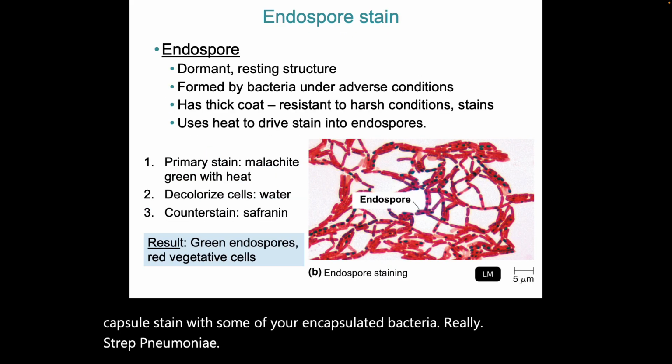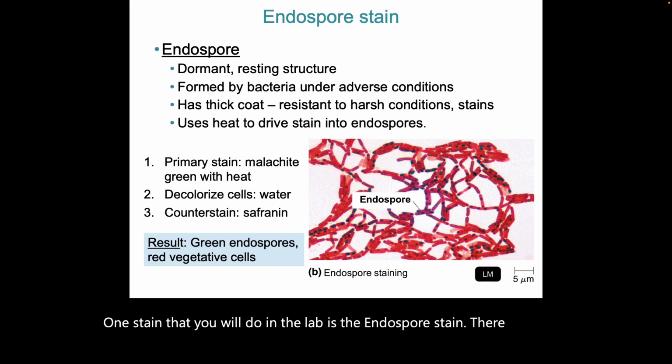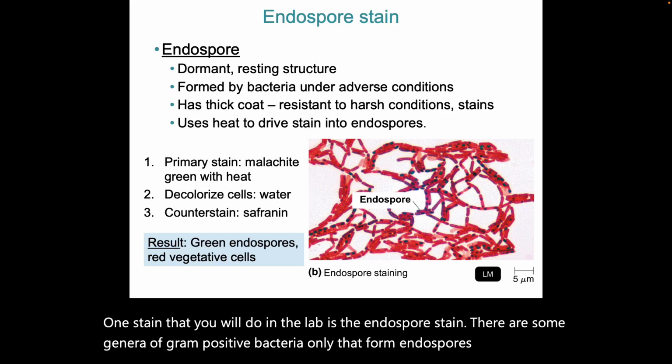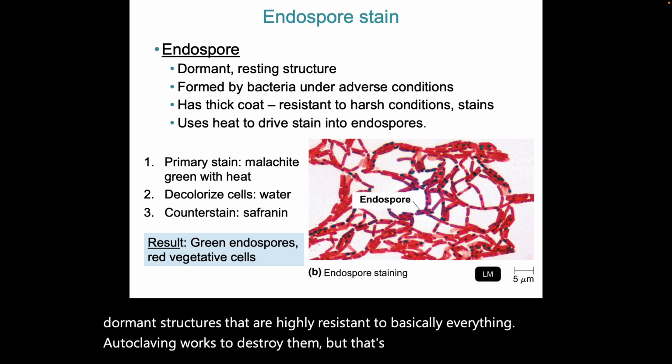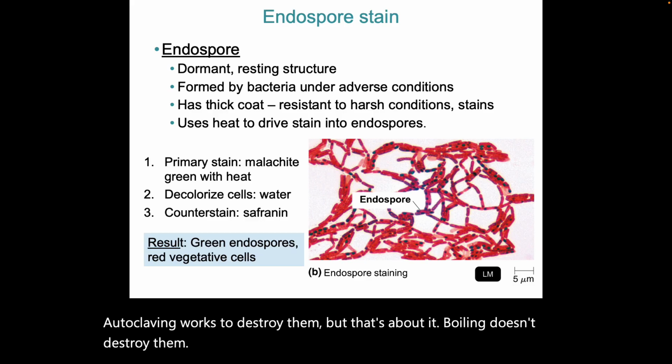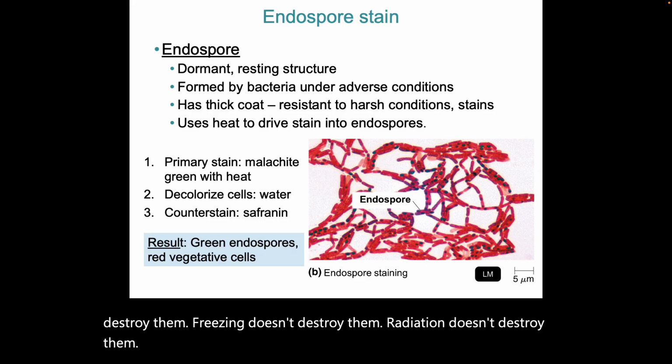One stain that you will do in the lab is the endospore stain. There are some genera of gram-positive bacteria only that form endospores. These are dormant structures that are highly resistant to basically everything. Autoclaving works to destroy them, but that's about it. Boiling doesn't destroy them, freezing doesn't destroy them, radiation doesn't destroy them, drying out doesn't destroy them. They'll live forever.